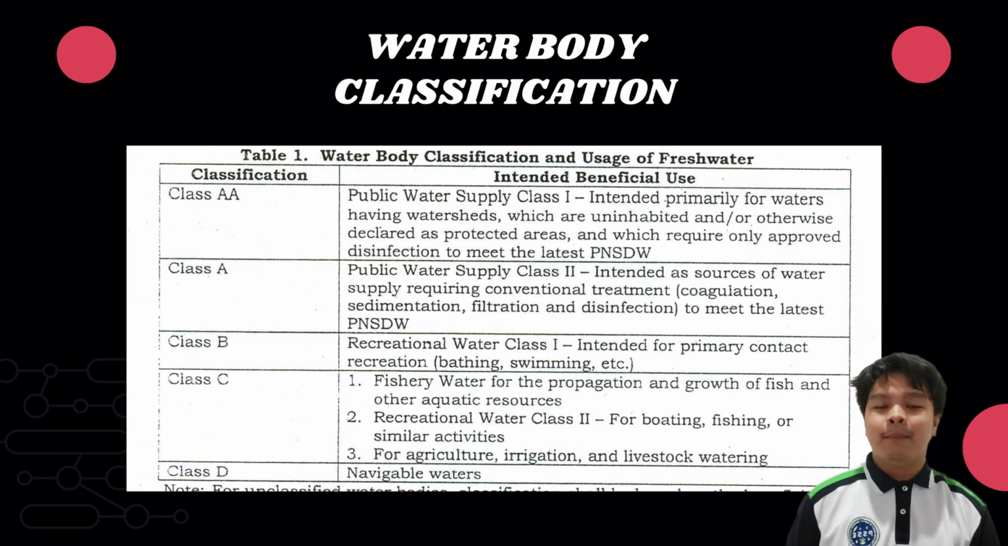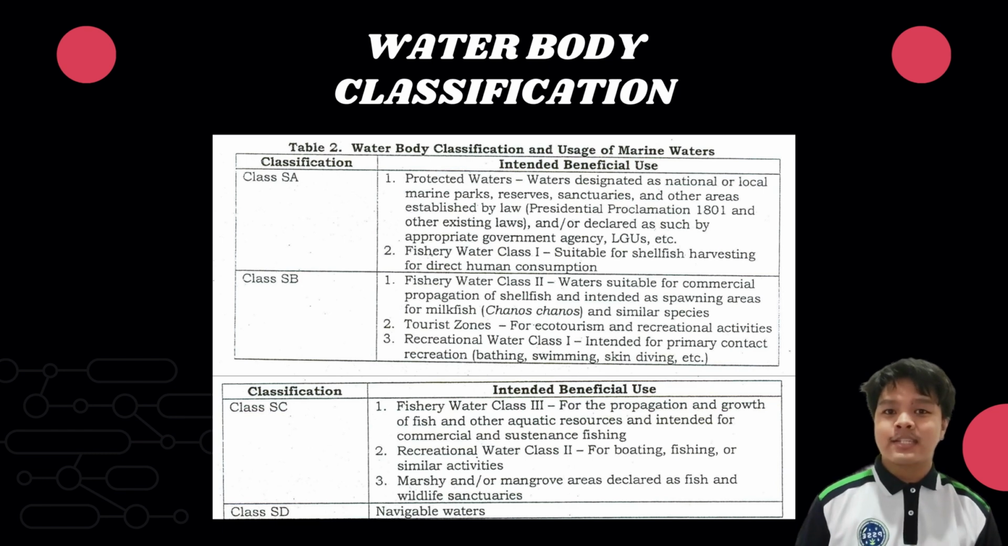So, si user ay may kakayahang pumili kung ano water body classification ng kanyang point of discharge. This water classification can either be Class AA, A, B, C, and D. And also we have Class SA, SB, SC, and SB. And lahat ng ito ay galing sa ating DAO 2016-08.